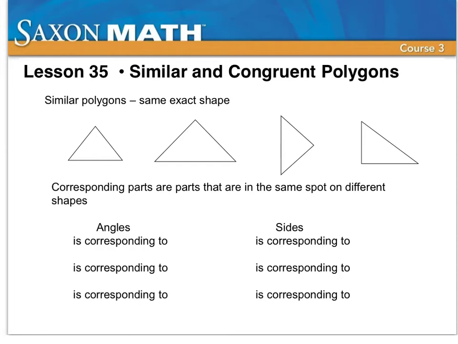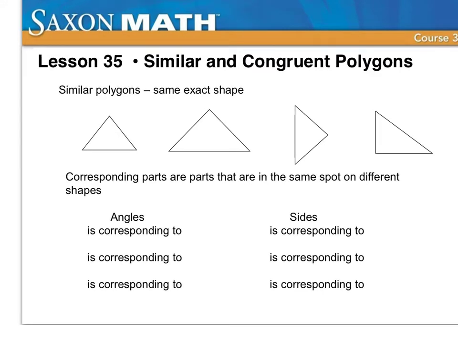Now, I'm going to have to erase this. The next thing we need to talk about is corresponding parts. Corresponding parts are parts that are in the same spot on different shapes. But again, they have to come from similar shapes. For example, let's say I named this triangle A, B, C, and this one is D, E, F. Again, they're in the same spot, but on different shapes.